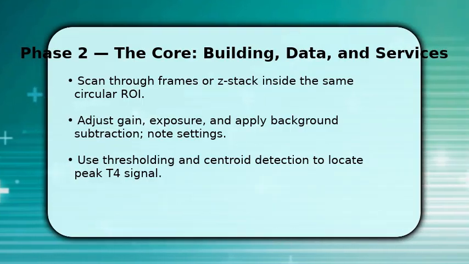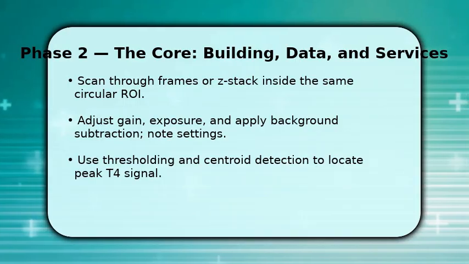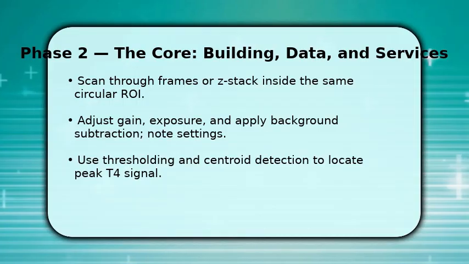Once done, adjust gain and exposure carefully, too high clips signal, too low loses detail, then apply background subtraction to remove autofluorescence. After that, use thresholding to isolate T4 positive pixels and run centroid detection. This finds signal peaks inside the circle. These steps let you extract precise coordinates and intensity values for downstream analysis.